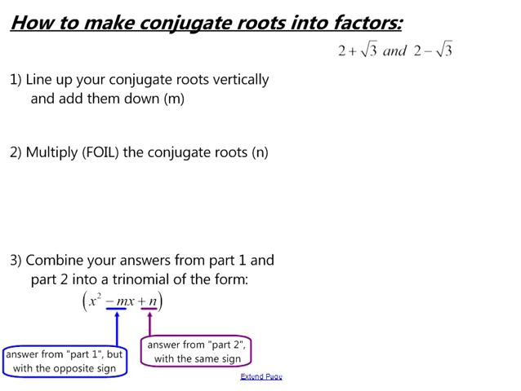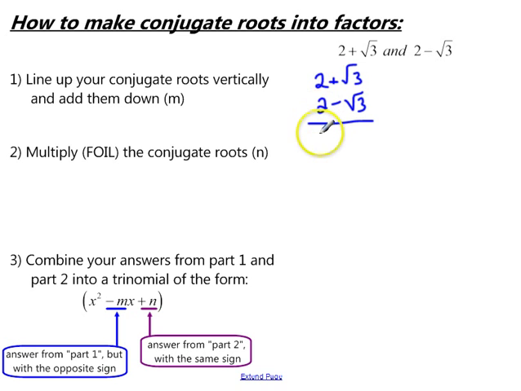Now let's talk about how to turn those conjugate roots into factors. They're going to be a little different from the roots that we turned into factors in the previous lesson. So first, we want to line up our conjugate roots vertically and add them down. So I'm going to take 2 plus the square root of 3, and then 2 minus the square root of 3, and we're going to add downwards.